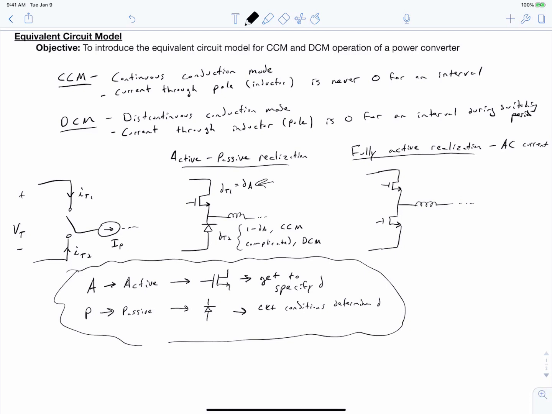And in this video today, we are not going to define what this complicated duty ratio is. That will be our next video. But we're going to consider this case. We're going to talk about what it means and why it happens.